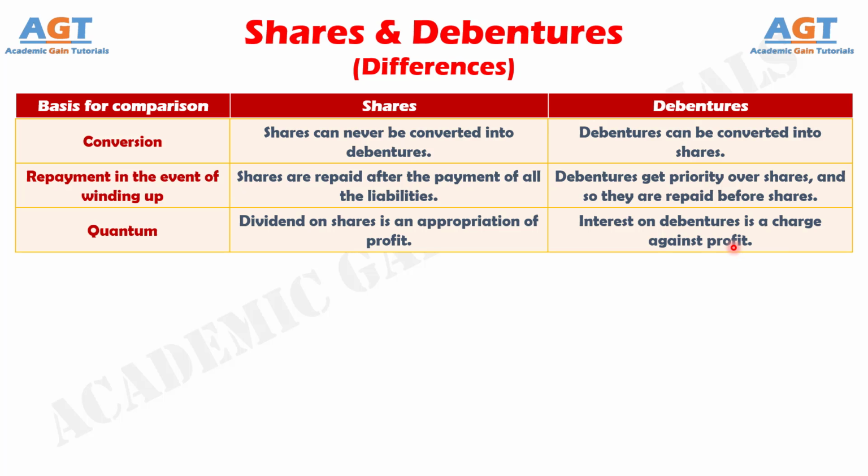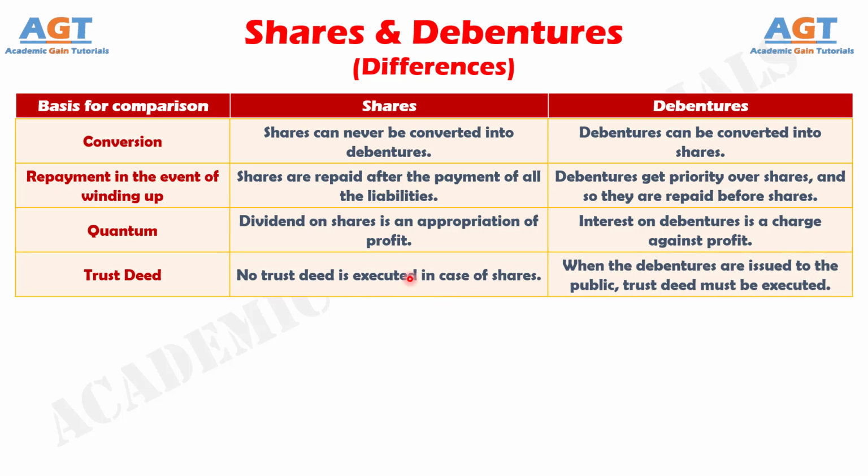And difference number 13. No trust deed is executed in case of shares, whereas when debentures are issued to the public, a trust deed must be executed.